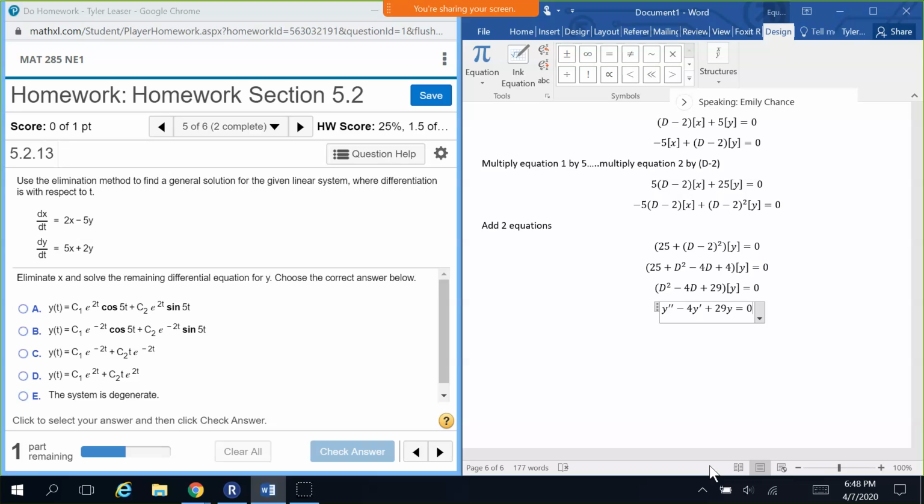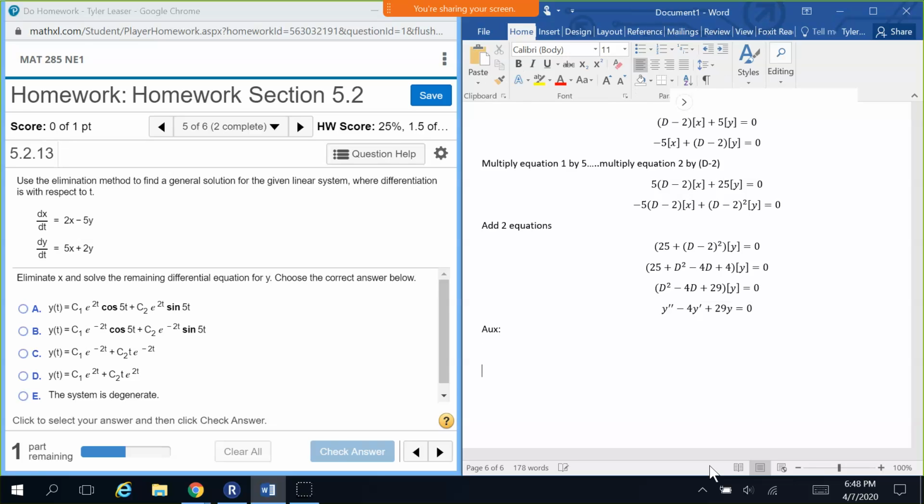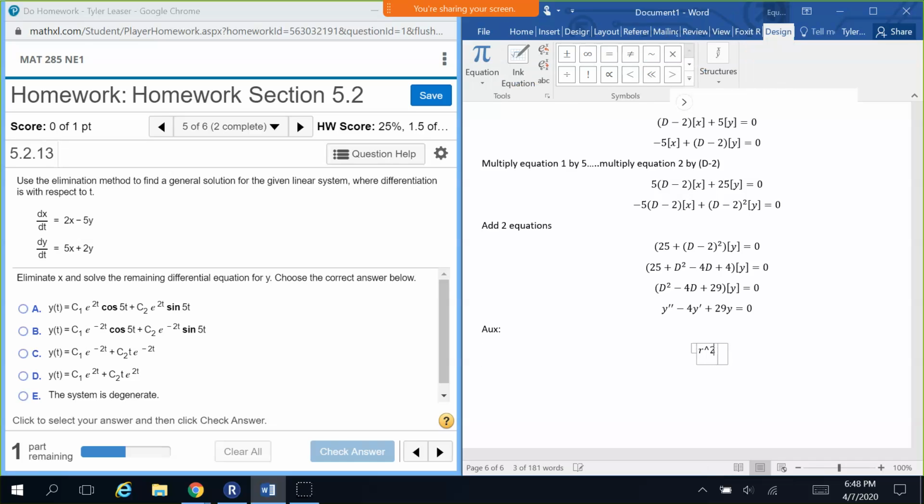And now we're left with the same thing we had in the last example, a second order homogeneous differential equation. And to solve these, the auxiliary equation. I don't think that can be factored. No, definitely not. So we're going to have to use the quadratic formula.